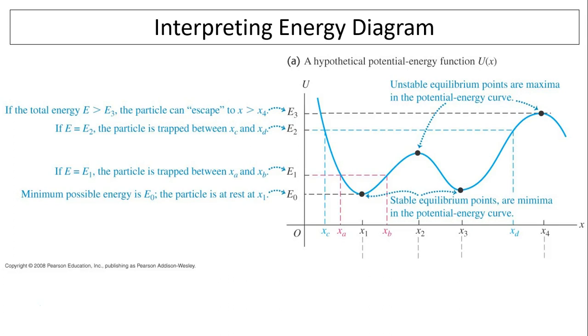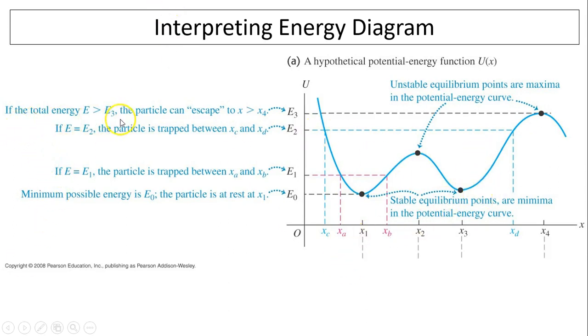Interpret the energy diagram. Here is a hypothetical energy function. So this is an energy diagram. On this diagram, there are a couple of points. These points indicate force equals 0, because the derivative equals 0 at the highest and lowest points on a curve.